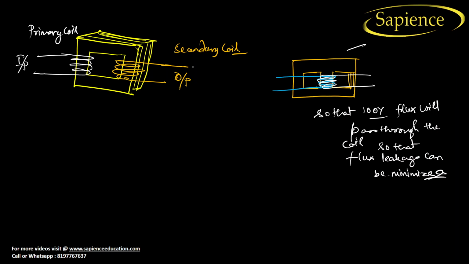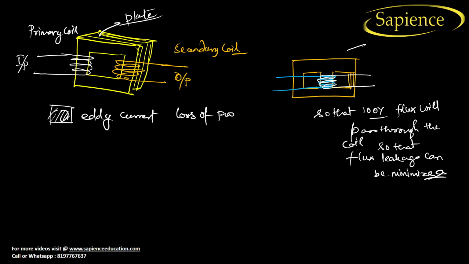If you observe this, you will get this. Now you know that these are plates, made with so many plates. Why so many plates? Each and every plate is coated or insulated, such that when you pass current, there is a possibility of eddy current formation, due to which loss of power may happen. So to avoid this, several plates have been used.